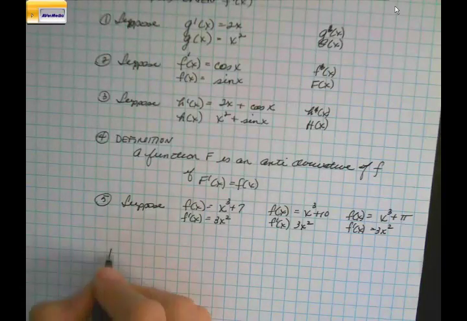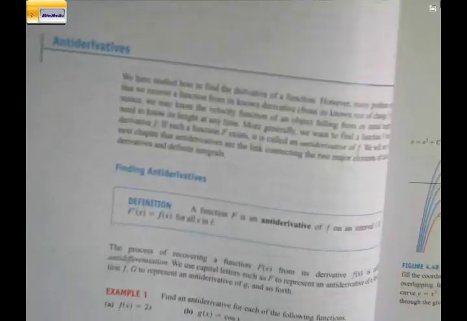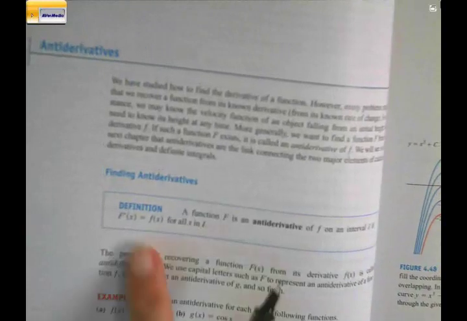Then in the book on page 231, they alter the definition. I hate to say they changed it. It's not really the right thing to say. They call it a theorem. Here's the definition of the antiderivative, and it says a function F is an antiderivative of f if F prime of x equals f of x.